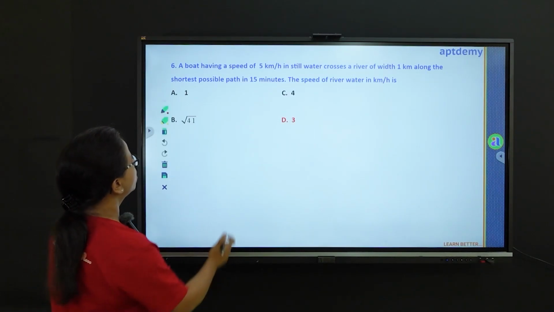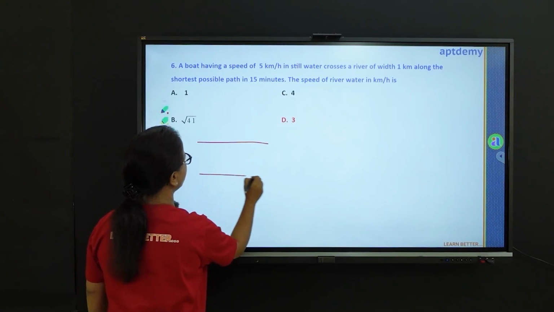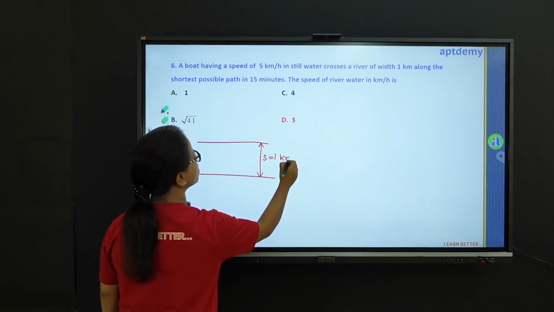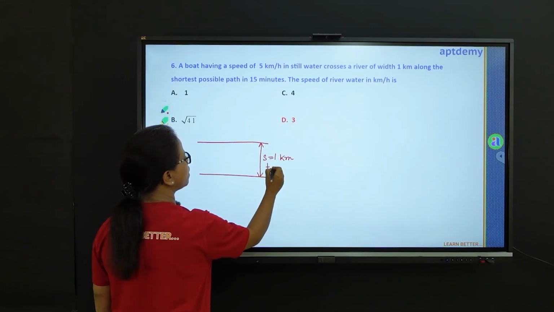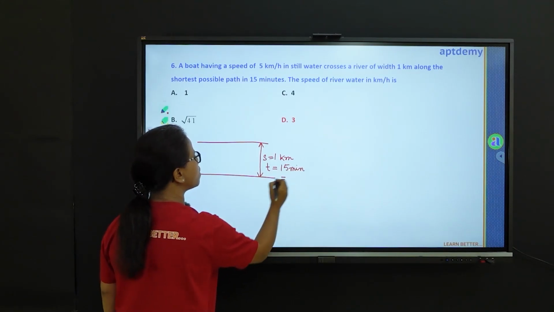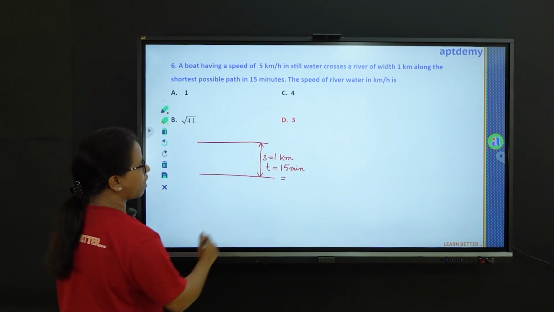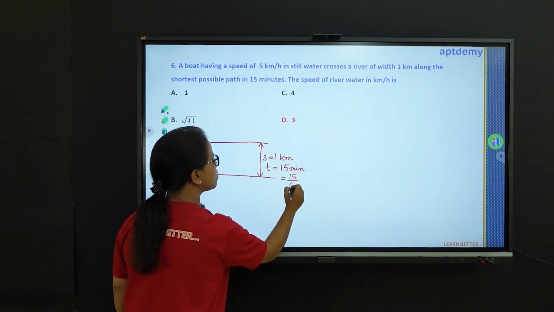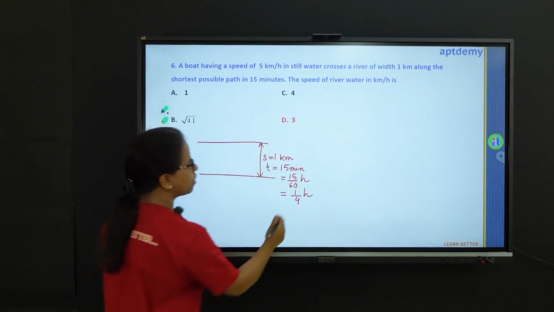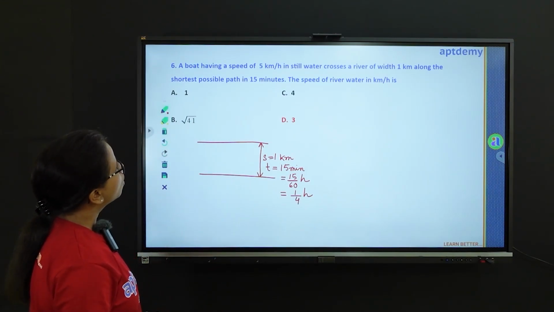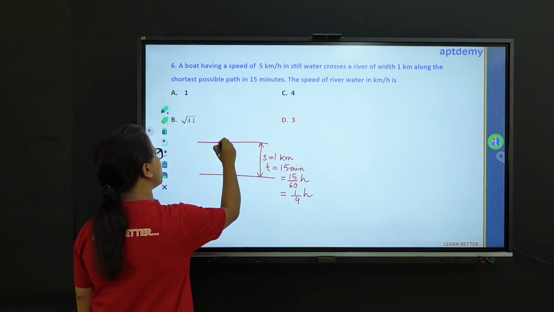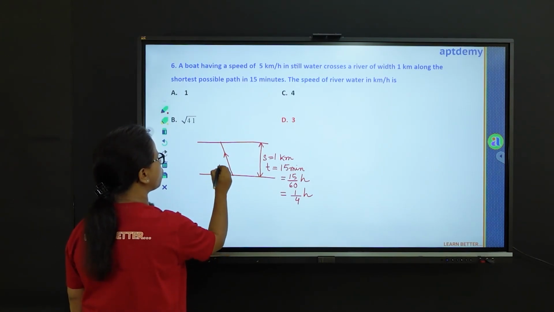So there is a river. The width of the river is given by S, which is equal to 1 kilometer. The time taken to cross the river, T, is given as 15 minutes. We will convert this to hours as all other units are in kilometers and hours. So this is 15 by 60 hours, which is 1 by 4 hours. Now, we have the speed of the boat. He wants to move along the shortest path, for which he will have to row upstream.